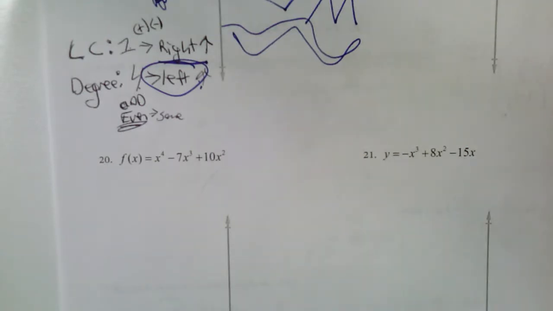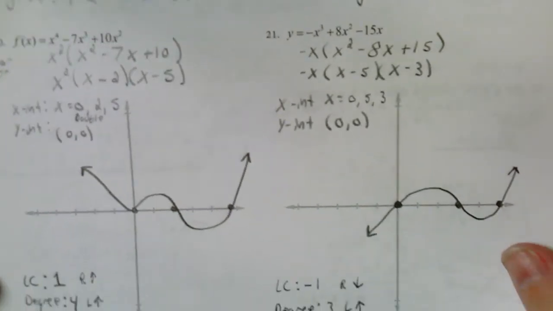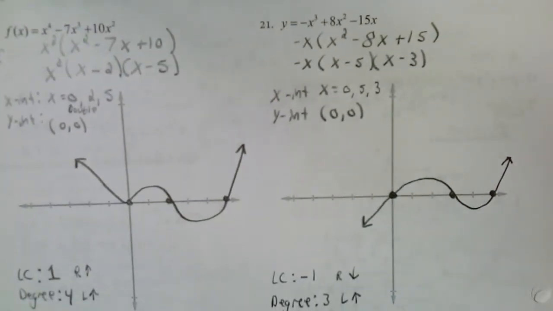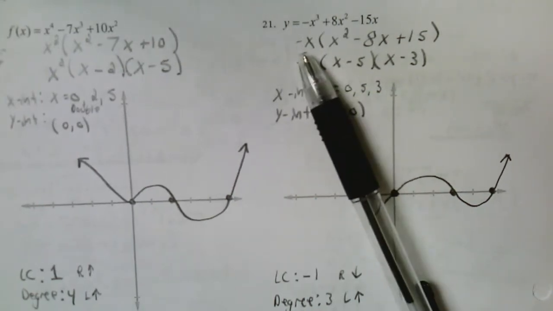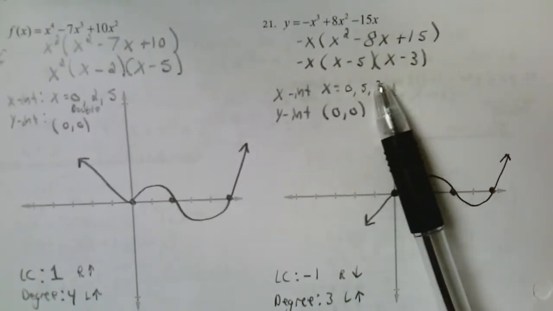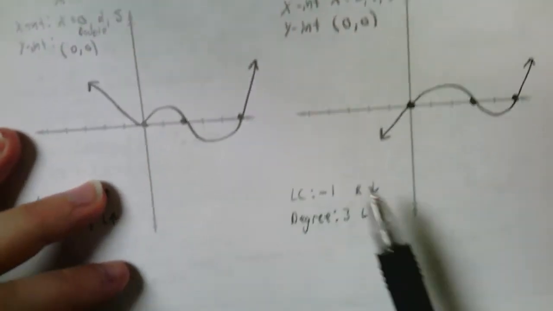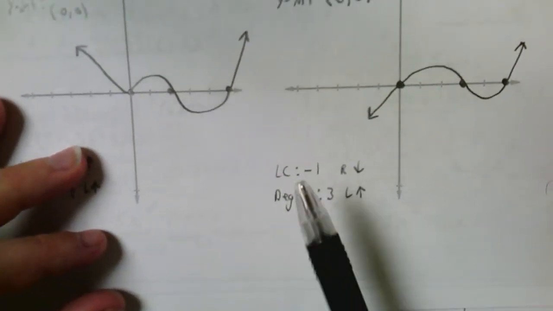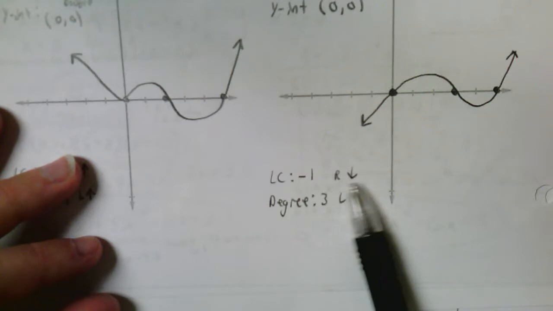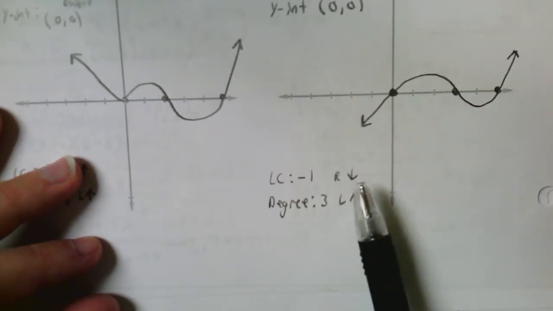So if I take a look at number 21, go ahead and factor it, pulling out your greatest common factor, which in this case is negative x. I then continue factoring it all the way through. The reason I wanted to show you this one is because this one has a leading coefficient that's negative. So you'll notice here that I said my right side goes down because my leading coefficient is negative.